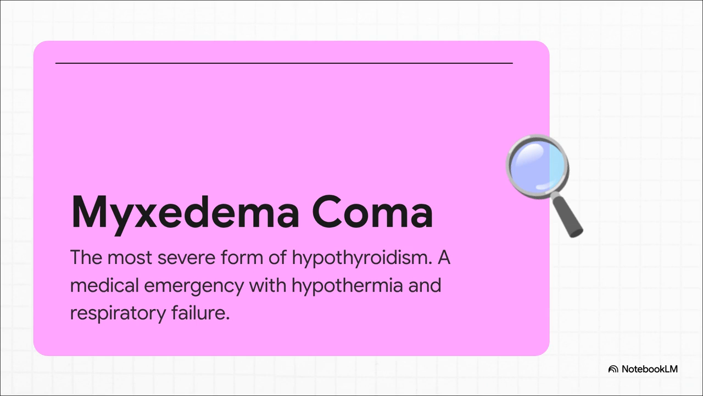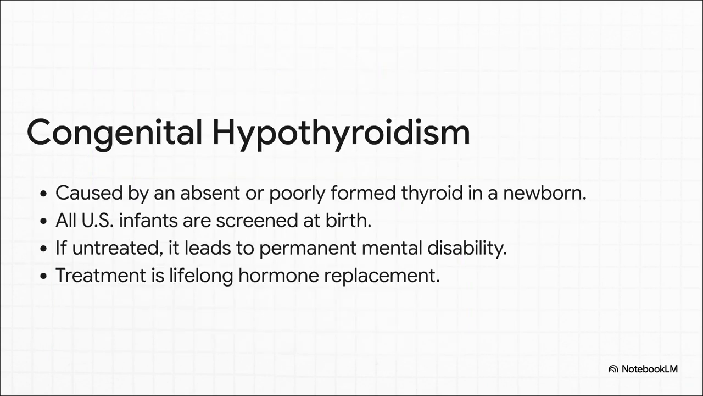Your number one nursing priority is to recognize this immediately and get ready for IV thyroid hormone and some really aggressive supportive care. We also have to think about the other end of life. Congenital hypothyroidism is the whole reason every single newborn in the US gets that little heel prick screening test right after birth. If this gets missed, the lack of thyroid hormone leads to permanent, irreversible intellectual disability. The brain absolutely needs T4 to develop properly. The treatment is simple and effective, lifelong hormone replacement, and it has to start right away.